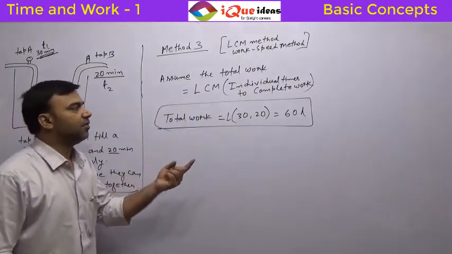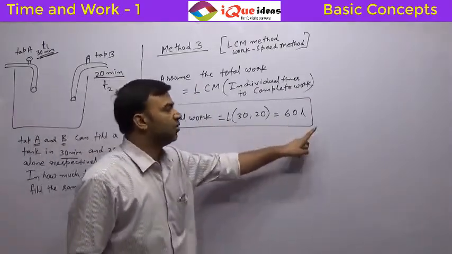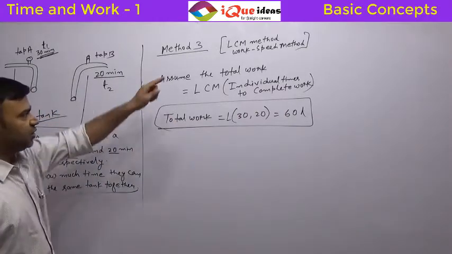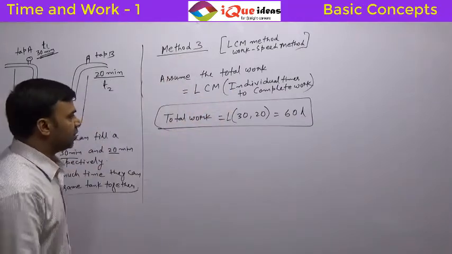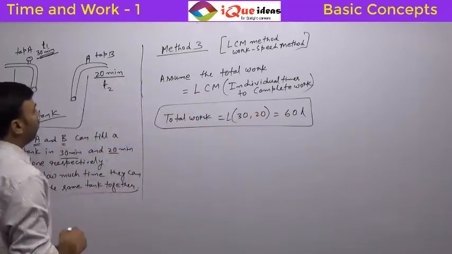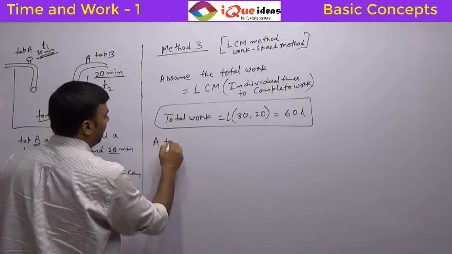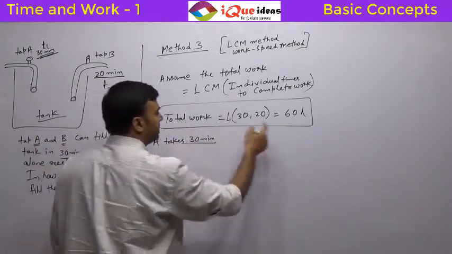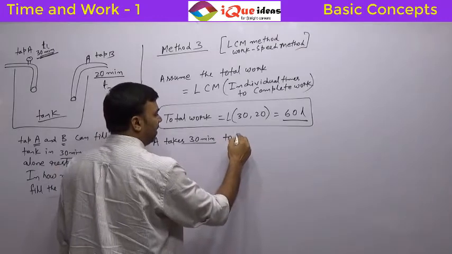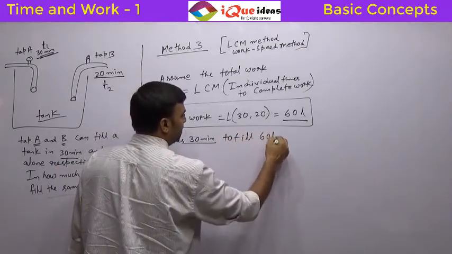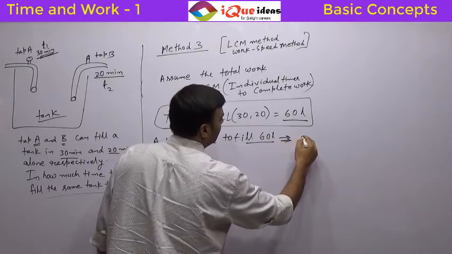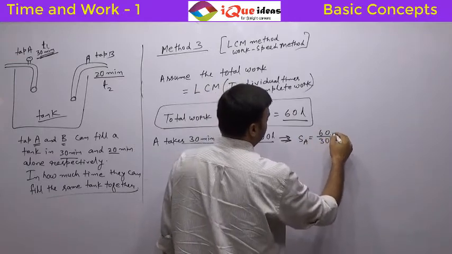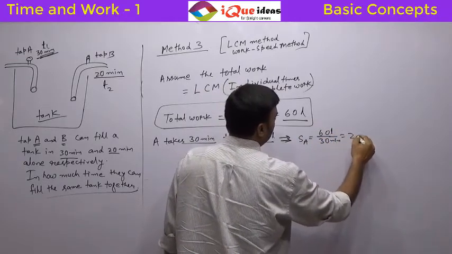See, in the first method we have used total work as 1 unit. Here we are saying total work is 60 units. In this case we can take it as a tank, so we can take the unit as liters. So always assume the total work to be the LCM of individual times. Now what does A do? A takes 30 minutes to fill the tank. Here the tank capacity is 60 liters. So A takes 30 minutes to fill 60 liters. That means the speed of A, S stands for speed, will be 60 by 30, 60 liters by 30 minutes, which is 2 liters per minute.